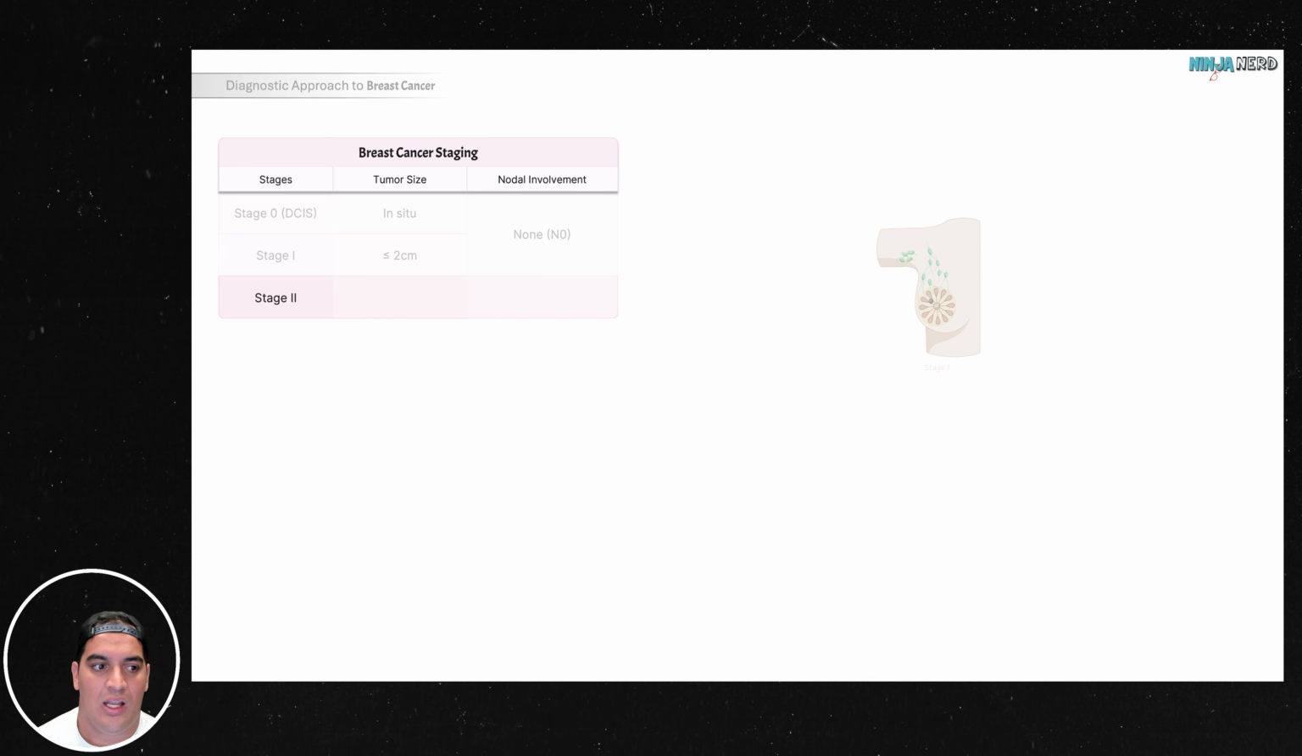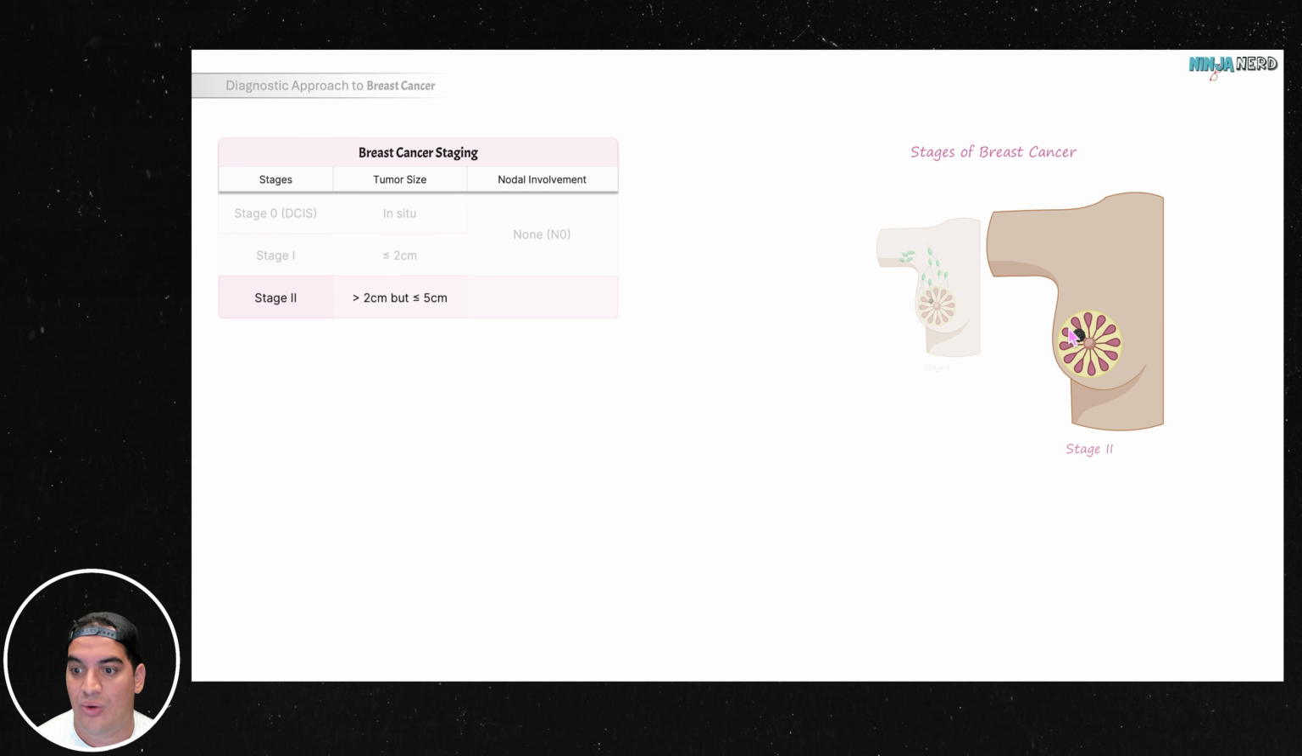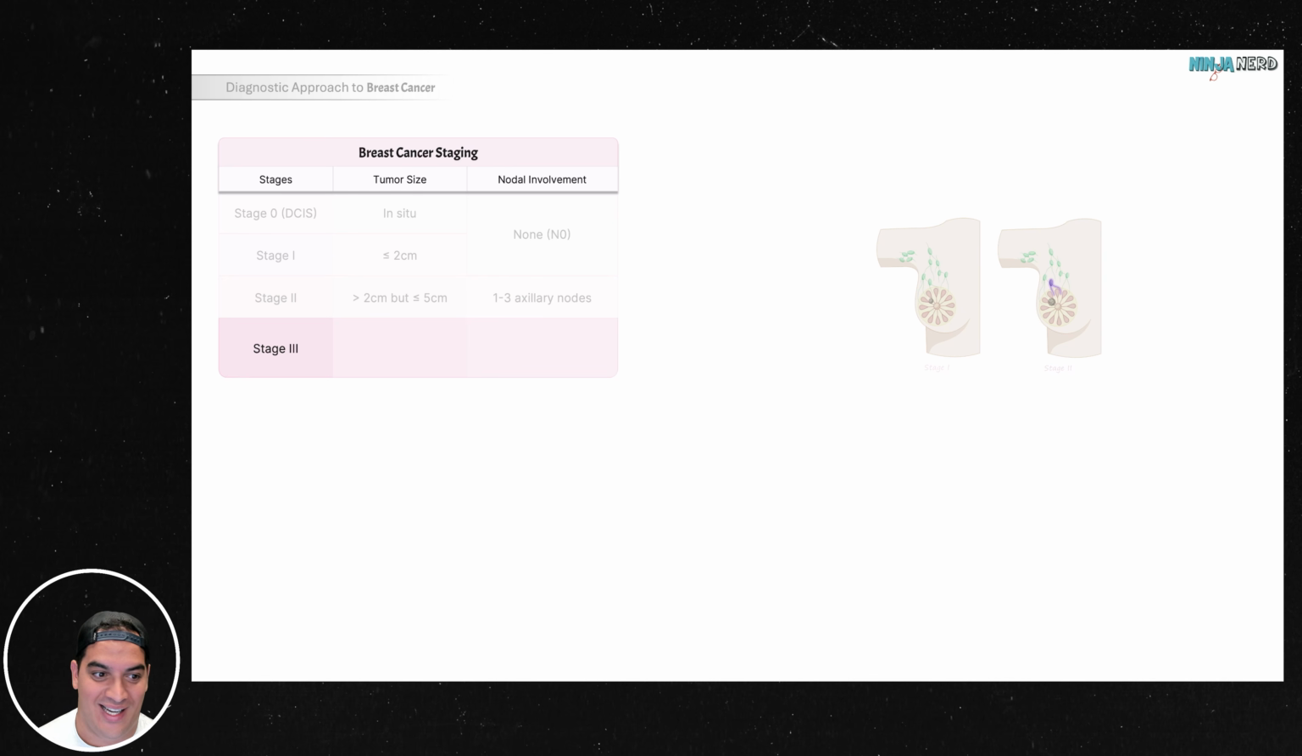All right. If we go to stage 2, well, now let's think about it. What's the next size? 2 to 5. So now we got a tumor that's about 2 to 5 centimeters. Do we have any node involvement? Well, it could. And usually at this one, it's about 1 to 3 axillary nodes that are usually involved. If I have that, that's N1, right? And that's going to be suggestive of stage 2.